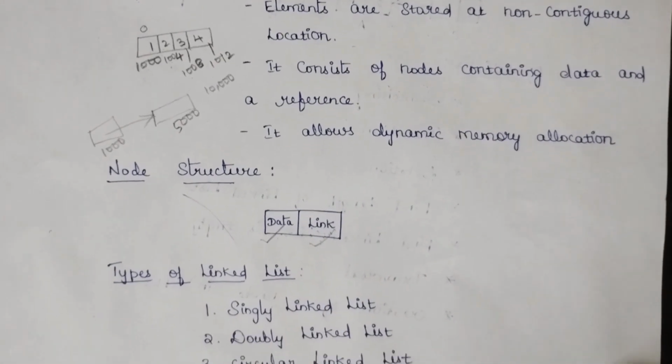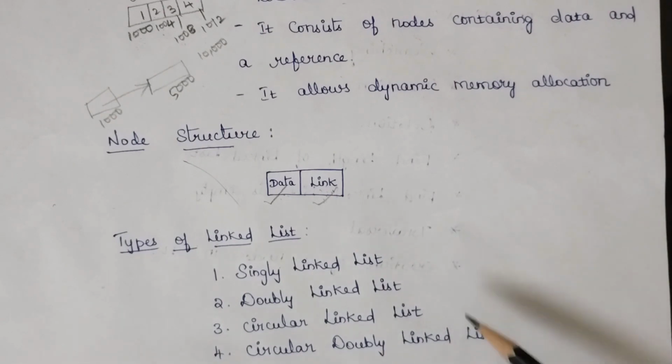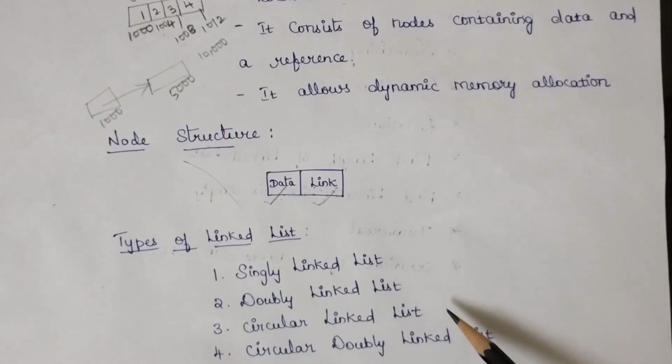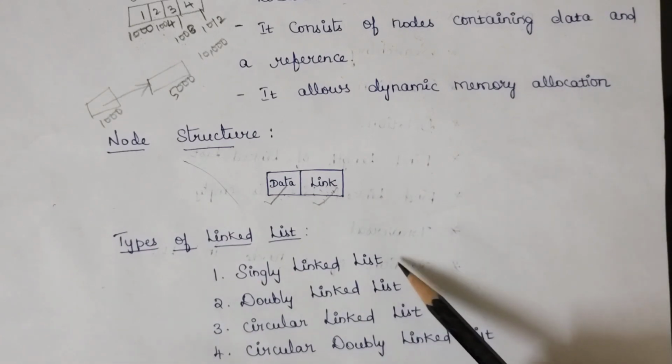And types of linked list. Here I listed some of the types: singly linked list, doubly linked list, circular linked list, and circular doubly linked list. We'll discuss singly linked list in this video.